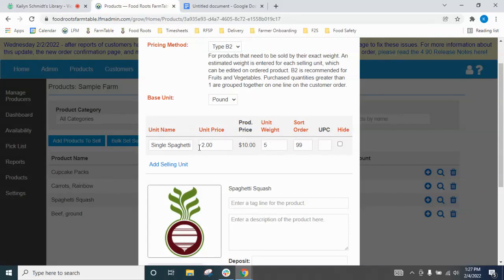If someone ordered multiple spaghetti squash, unlike the ground beef where it shows up on individual lines, this will all show up together. So if they purchase 2 spaghetti squashes, it's going to show one line with the total weight of both products and the total price for both products listed together.